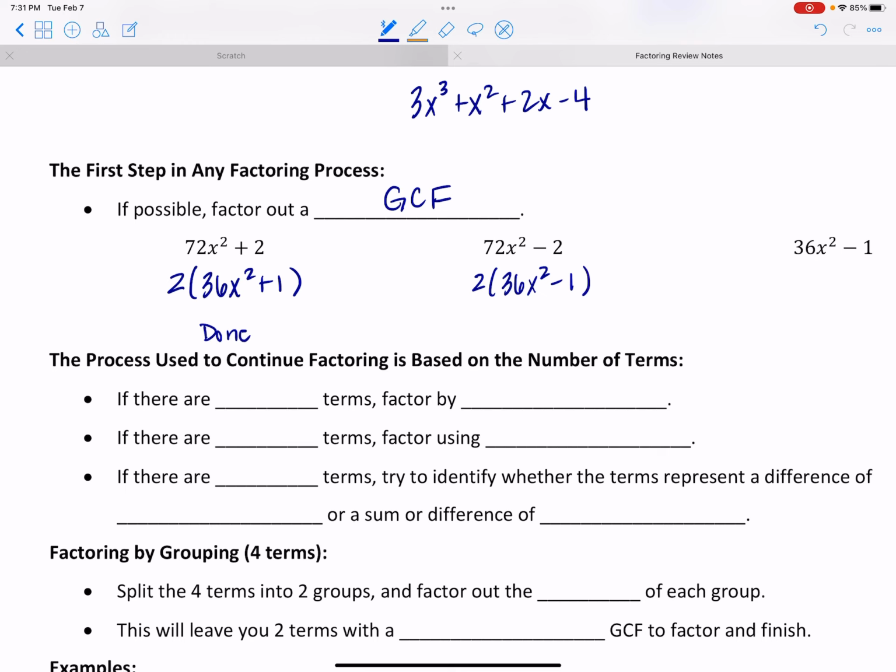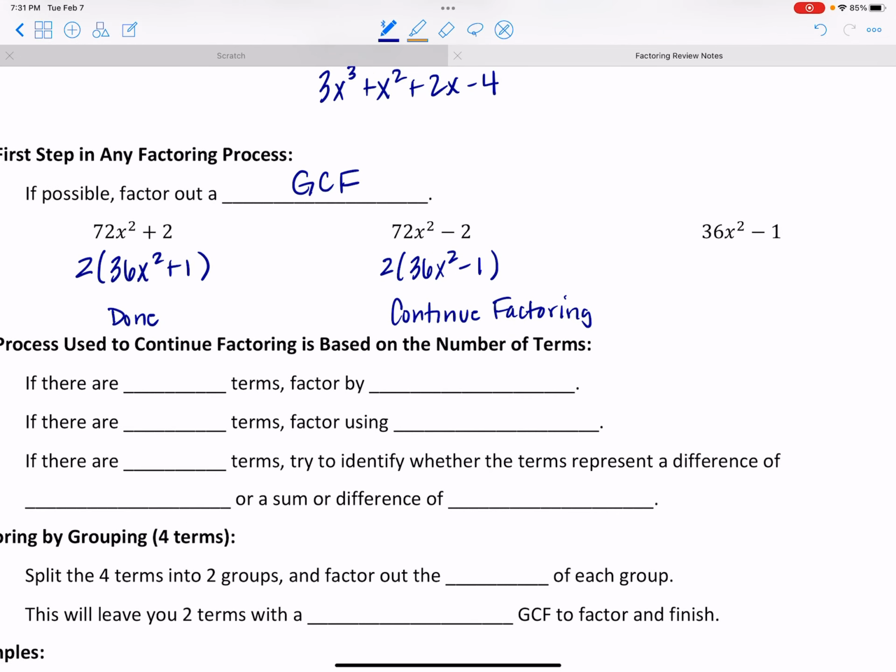That's what we call a difference of squares. I'm hoping it looks familiar to you. So in this particular case, after the GCF, we would continue to factor. Continue factoring, and we'll review how to continue in just a moment. And then sometimes there isn't a GCF, so if we were already sitting at 36x squared minus 1, then we would go ahead and continue factoring.